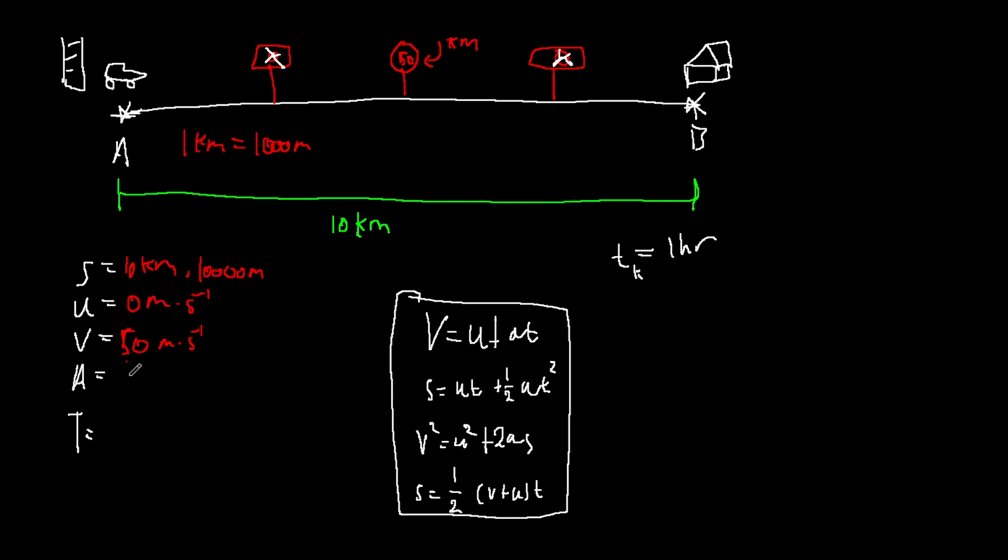And obviously acceleration. Now here's the thing. He's going to drive at a constant velocity of 50. He doesn't want to get a fine, but at the same time he doesn't want to be late. So he's going to drive 50 kilometers an hour. I made a mistake here. That should be kilometers per hour.